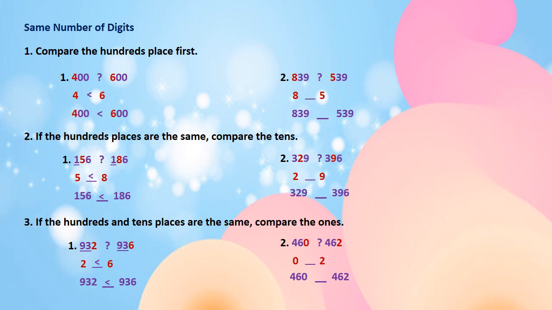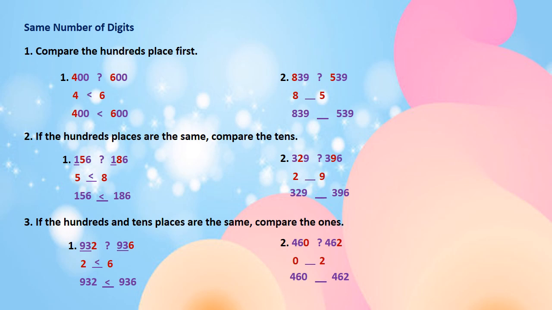Now children, if you did not understand which number is greater than the other number, then you will have to follow these few rules. In the first one, compare the hundreds place first. Now 600 and 400, we do not know which one is greater. So for that you will have to compare the digits under the hundreds place first. The hundreds place digits are 6 and 4. We can see that 6 is greater than 4. So now automatically 600 is greater than 400.